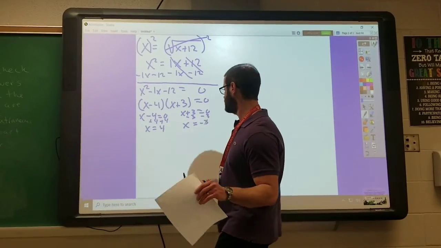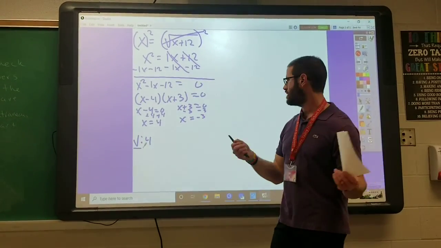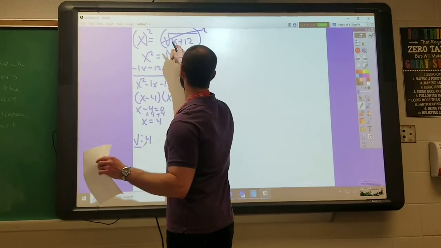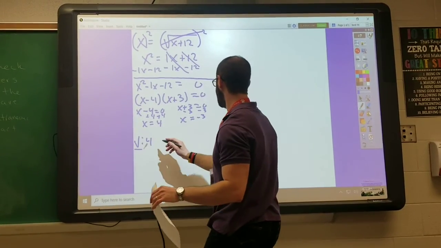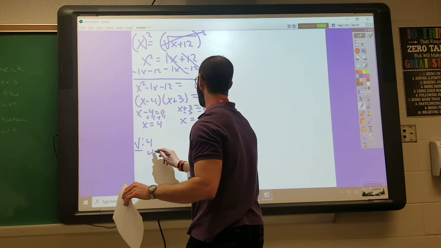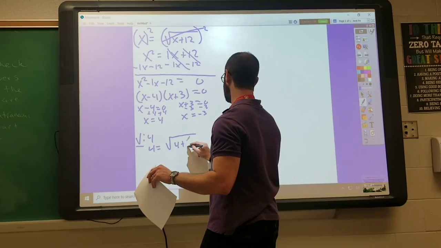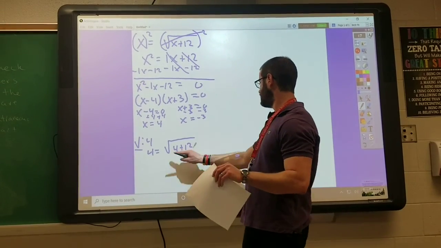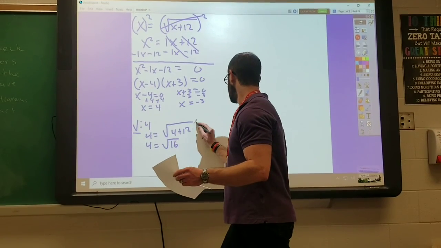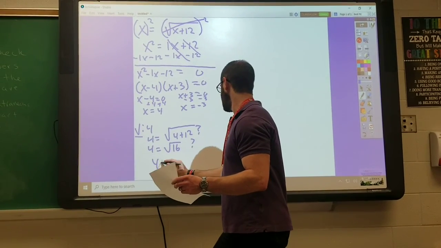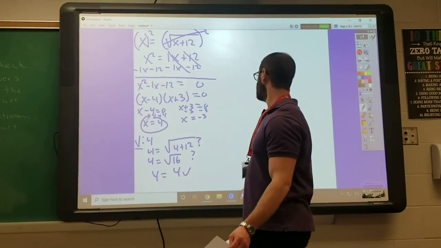Okay, so I'm going to check x equals 4. So check, and that's my check mark there, which means we're checking our answer. So wherever I see an x, I'm going to put a 4. Remember the original was just x equals square root of x plus 12. So I would say, does 4 equal square root of 4 plus 12? Okay, 4 plus 12, that's 16, right? So 4 equals square root of 16, right? Is that the case? Yes, because square root of 16 is 4. That is true. So we know 4 works.